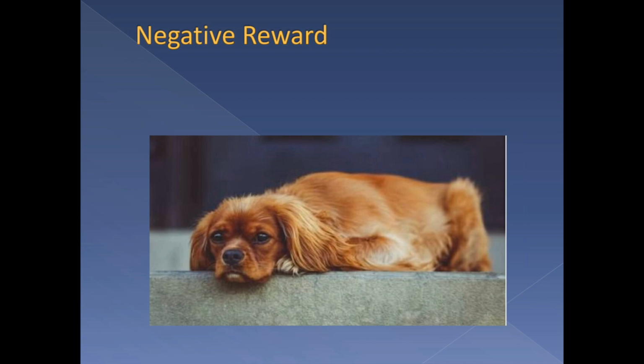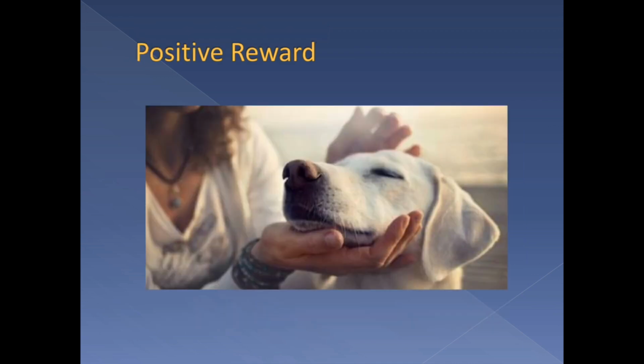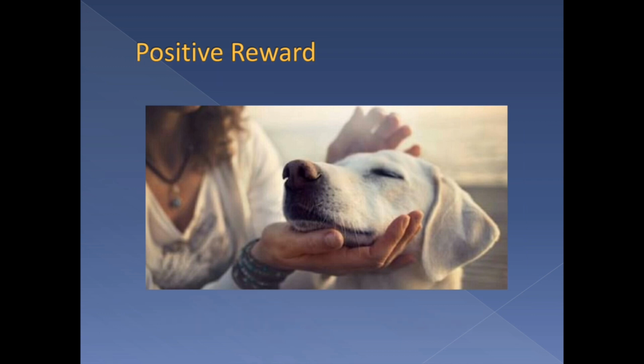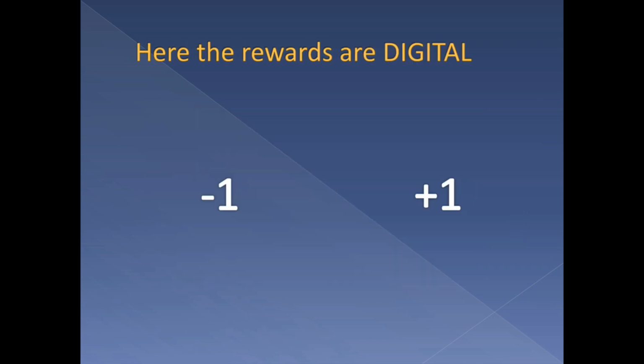And the next time you tell it to sit, it does another random action because it knows it should not be standing. And let's say it sits down, you give it a positive reward. You pat it or you give it a treat, you call it a good boy, you make it feel happy. Then the dog contemplates that it should be doing it because it's getting a reward. But in AI, the rewards are digital. It is a minus and a plus in the algorithm.